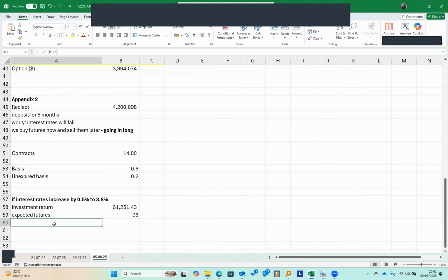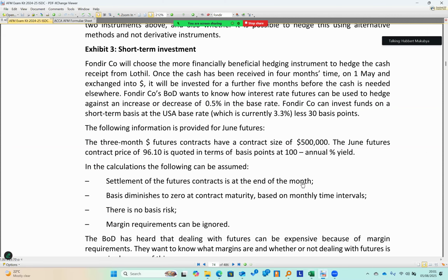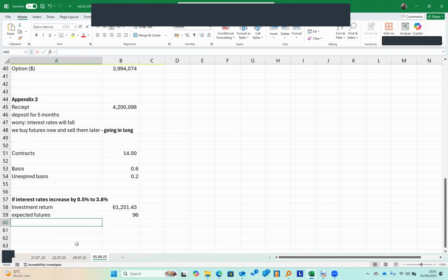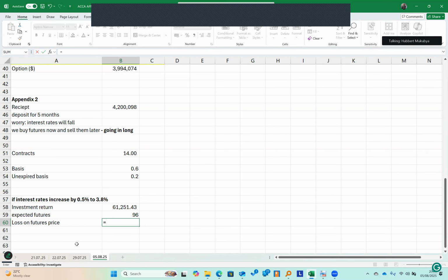So which means that since we are buying it at 96.1, we are actually going to lose, so we are going to say loss on futures. It's going to be 96.2.